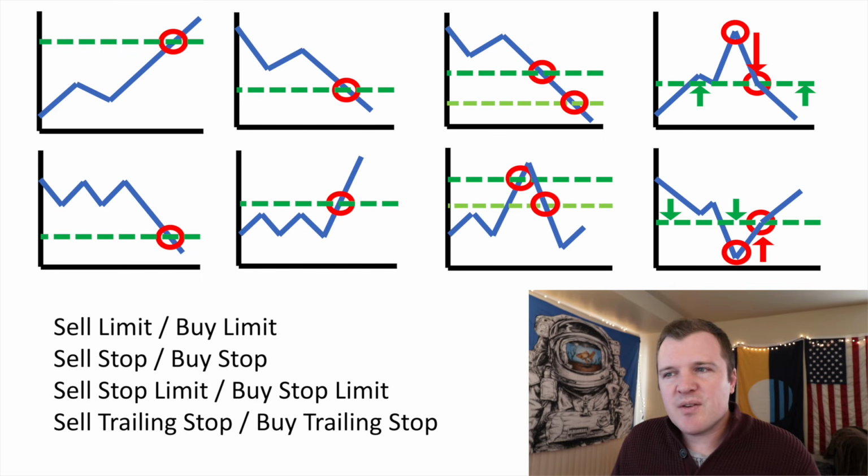Okay guys, there you have it. Those are the 4 types of sells that you can do and 4 most common types of buys you can do, in addition to, of course, market orders for buying and selling.